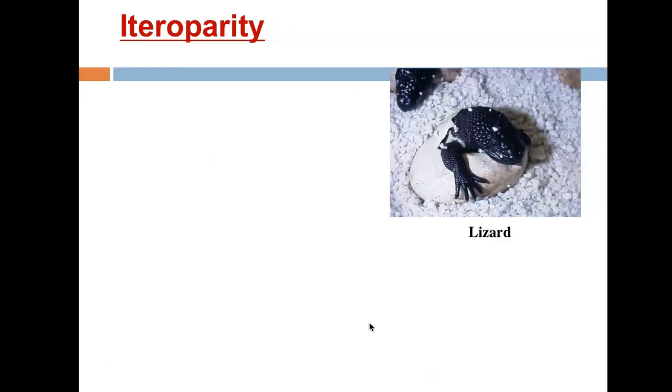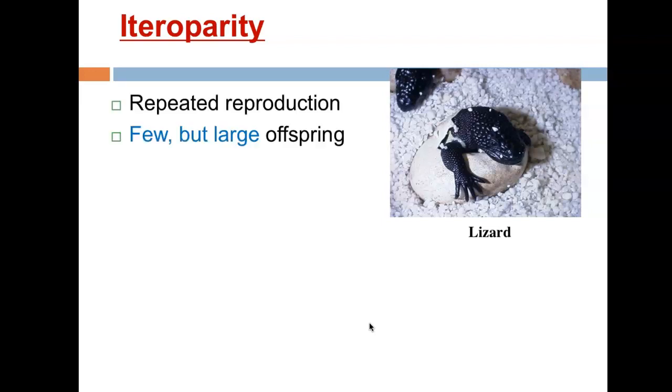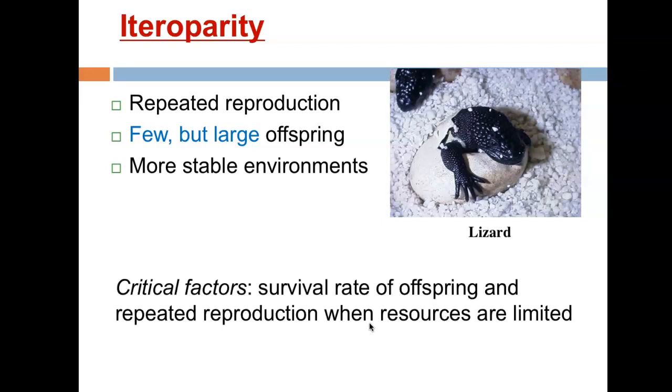Iteroparity is going to match either type 1 or type 2 survivorship. That means there's repeated reproduction, few but large offspring, and it happens in a more stable environment. So the offspring are more likely to survive, or like with the squirrels, there's a constant death rate over time. So it doesn't really matter if they're old or young. So iteroparity is going to be kind of what humans are going to fall under and what most mammals and reptiles are going to fall under.